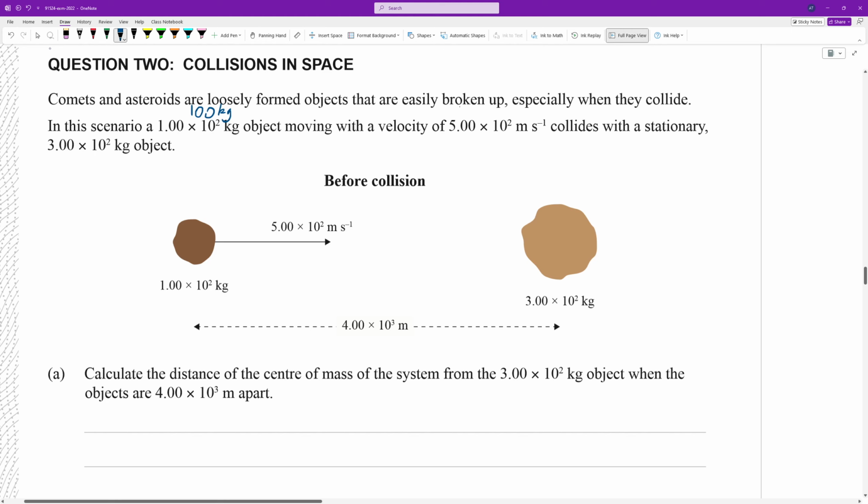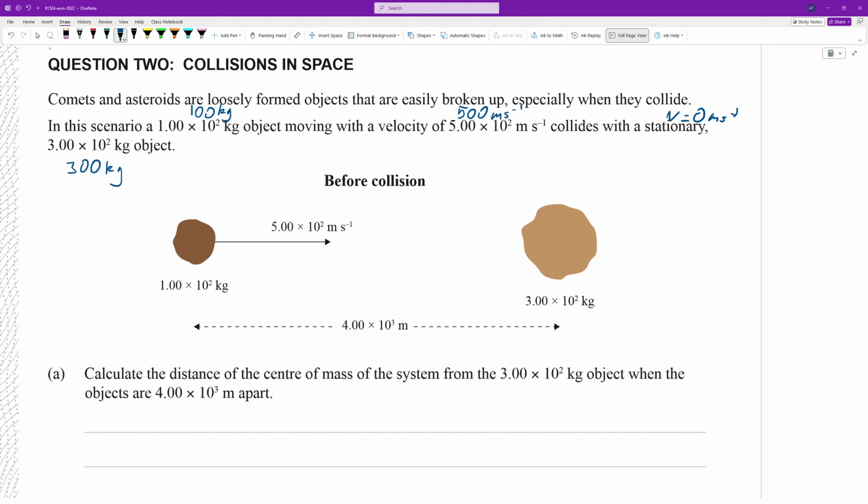Moving at a velocity of 500 meters per second, and it collides with a stationary 300 kg object. Alright, so we're given masses, one velocity, and then we're told one is stationary, so that its velocity is 0 in this reference frame. And we're given this diagram before the collision. So we should immediately be thinking center of mass, gravity, momentum, right, if it's going to collide.